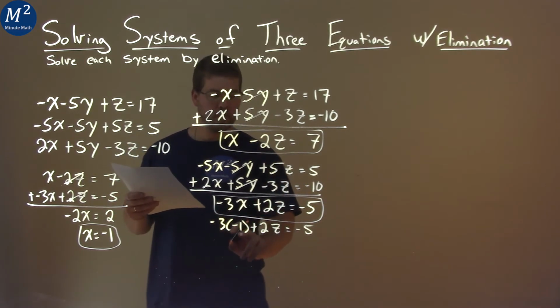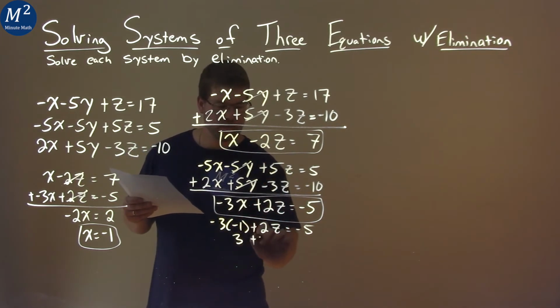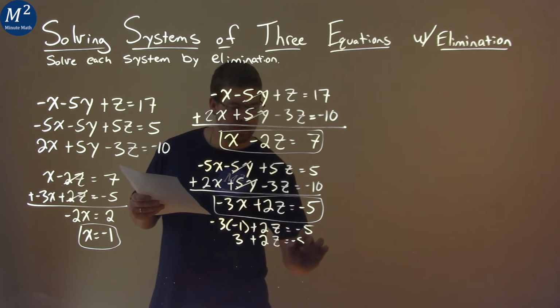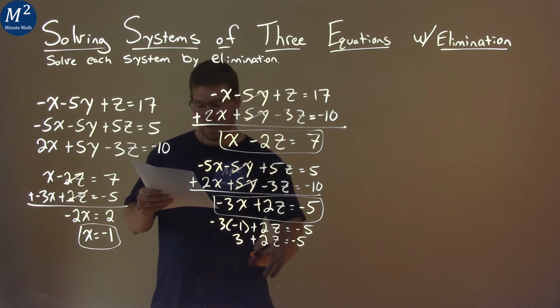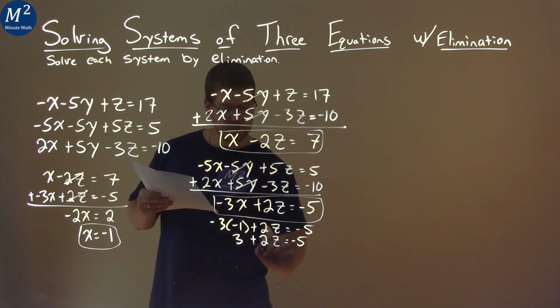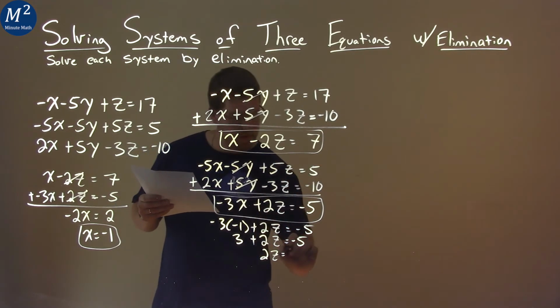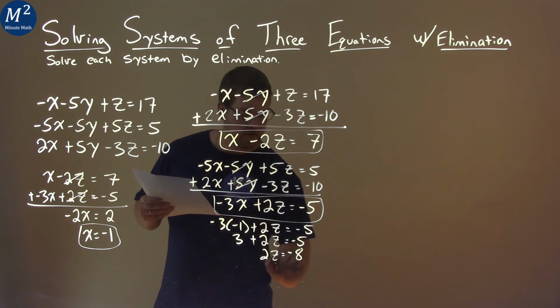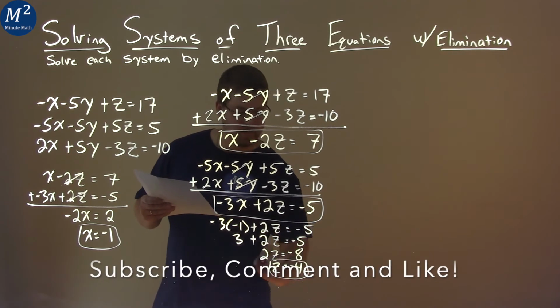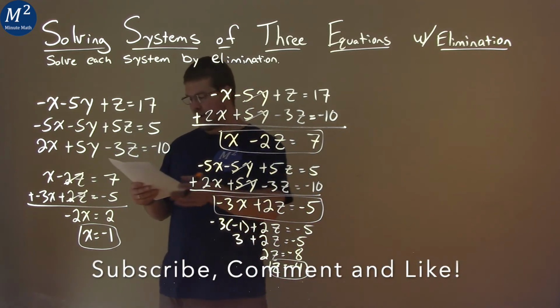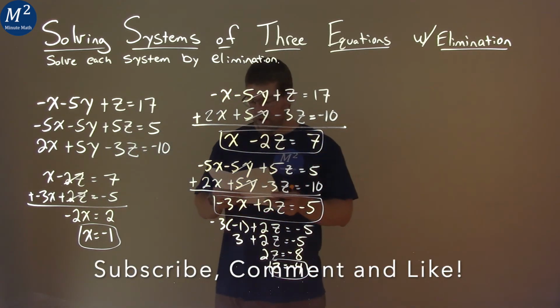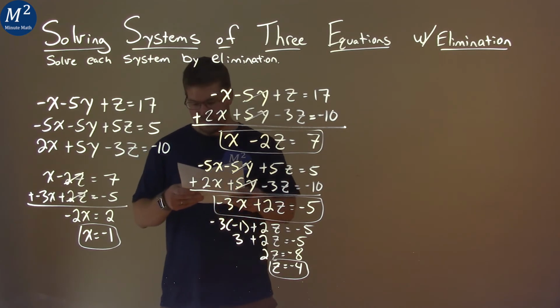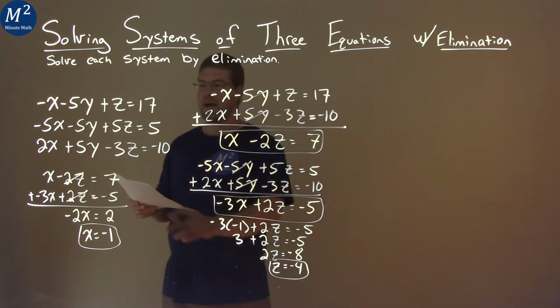Negative 3 times negative 1 is positive 3, plus 2z equals negative 5. Subtract 3 from both sides, and we have 2z equals negative 5 minus 3, which is negative 8. Divide both sides by 2, and z equals negative 4. So we have z equals negative 4 now, and x equals negative 1. We now have to get our y. We pick an equation, and we plug in the z and x.